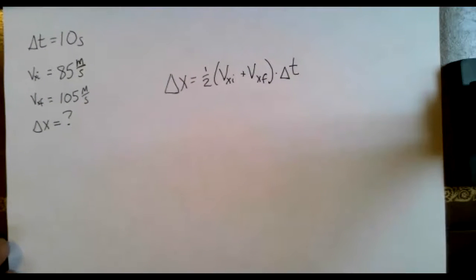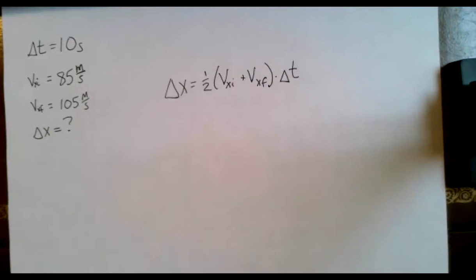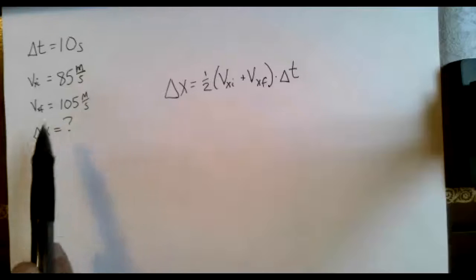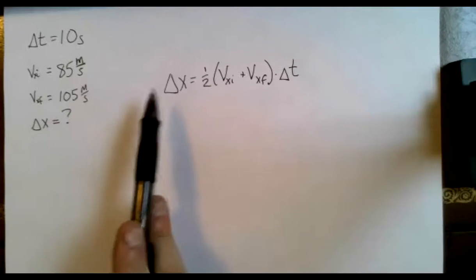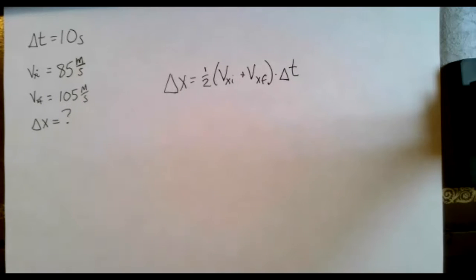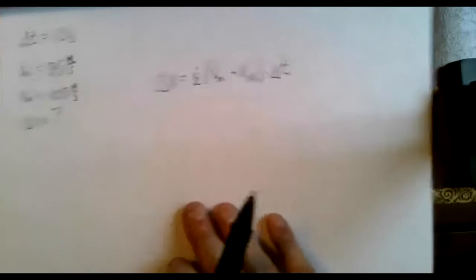Okay, so step 4 now is to rearrange the equation. Do I need to rearrange the equation today? We don't need to. We're looking for delta x, and delta x is already by itself on one side, so no algebra is needed. We can just plug right in.